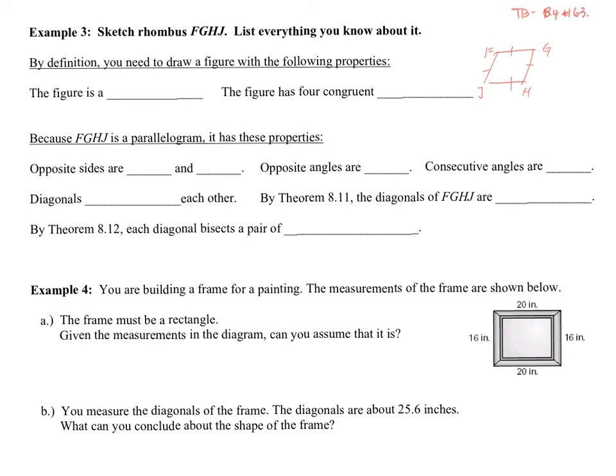Example 3. Sketch rhombus FGHJ. List everything you know about it. So let's do a quick review. By definition, you need to draw a figure with the following properties. First of all, the figure is a parallelogram. And the figure has 4 congruent sides.